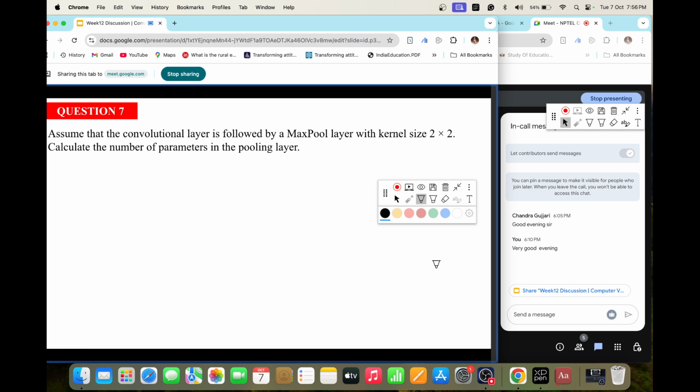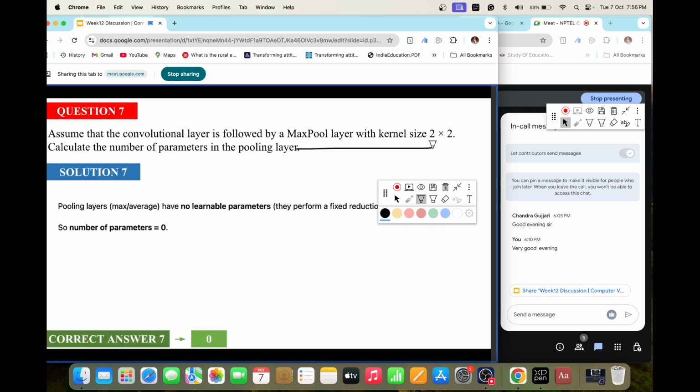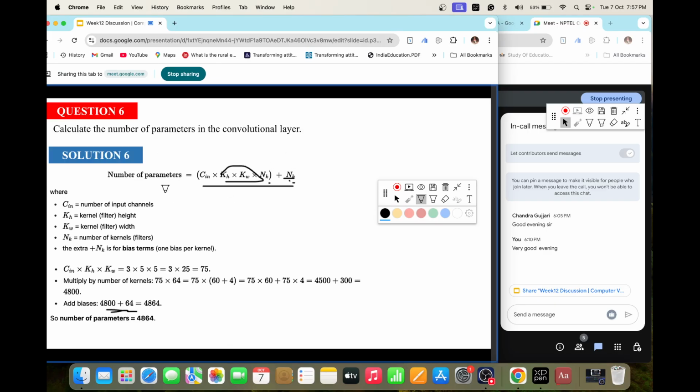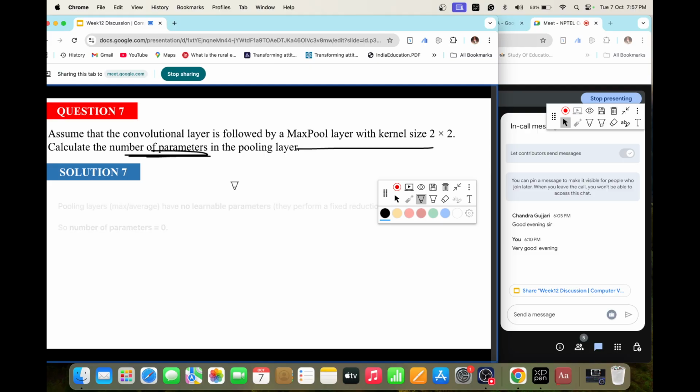Question number 7. Assume the convolution layer is followed by a max pool layer with kernel size 2 cross 2. Calculate the number of parameters in the pooling layer. Kernel size 2 cross 2 for max pooling means stride will be 2. Here the number of parameters has been asked, not the dimension. The number of parameters for a pooling layer is always equal to 0, so that you have to keep in mind. If you are talking about the number of parameters of the convolution layer, then you have to apply this formula. But for the number of parameters of a pooling layer, it is very easy.